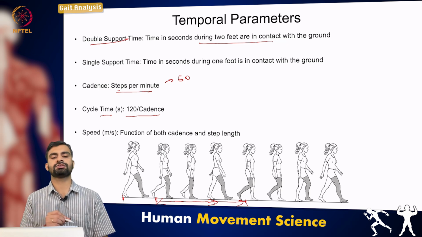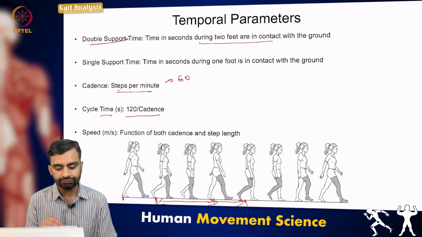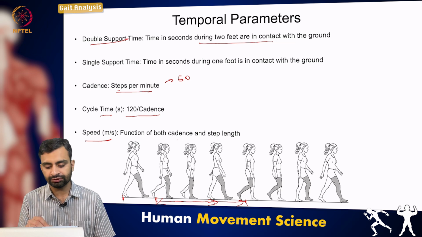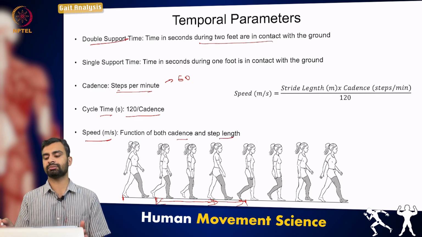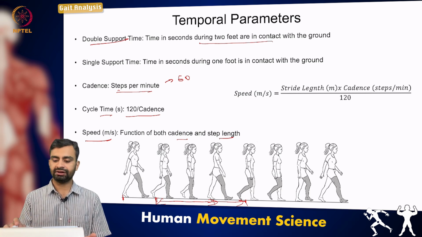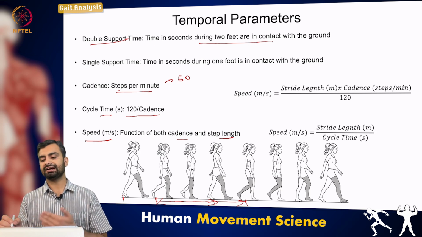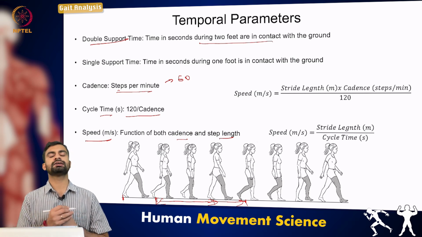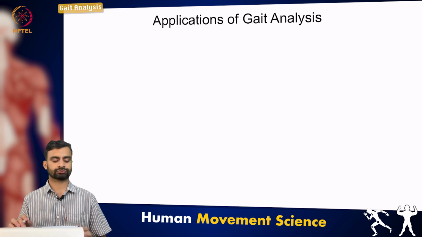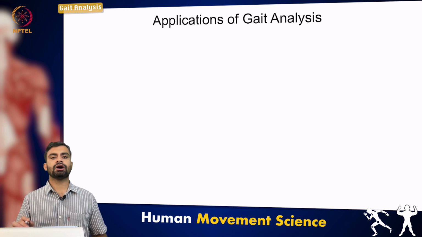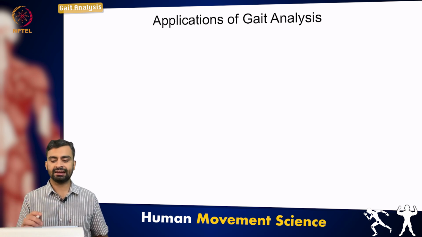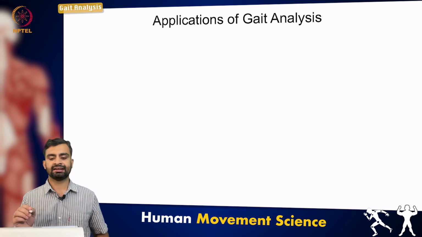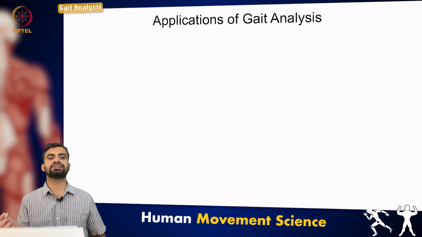Another thing which is of importance is to know the speed of walking. It is a function of both cadence and step length. And mathematically it is calculated as stride length multiplied by cadence divided by 120, or in other words, stride length divided by cycle time also gives us the speed of walking. So with this, we now have a better understanding of the various phases and tasks being performed in a gait, particularly walking gait.